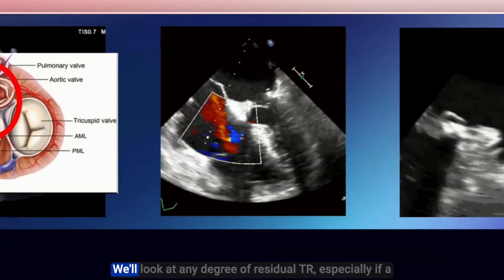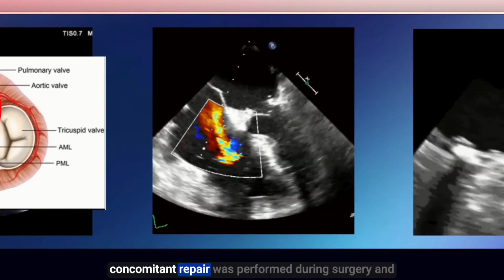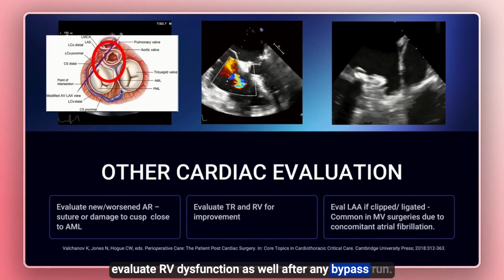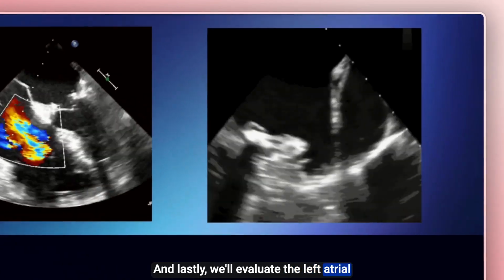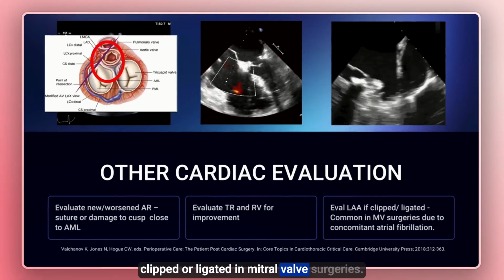because of a suture. We'll look at any degree of residual TR, especially if a concomitant repair was performed during surgery, and evaluate RV dysfunction as well after any bypass run. And lastly, we'll evaluate the left atrial appendage, as these are frequently clipped or ligated in mitral valve surgeries.